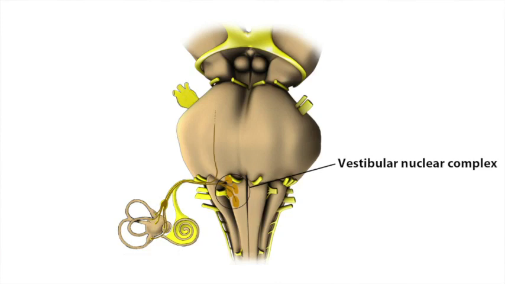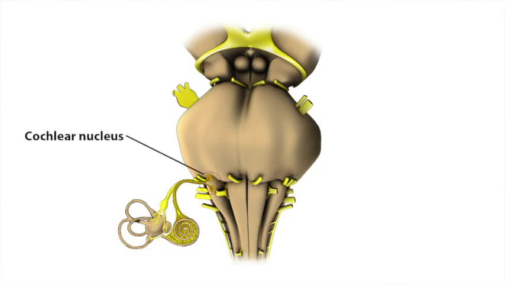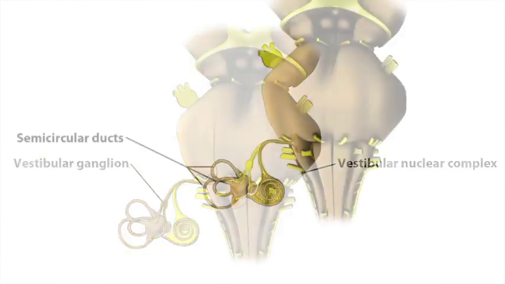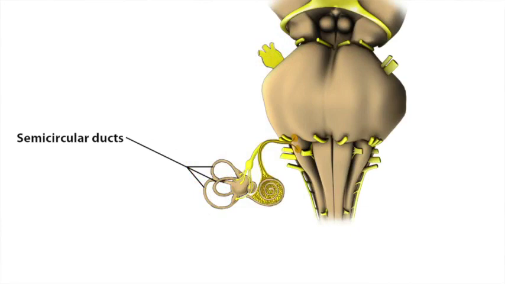Central processes of the vestibular nerve synapse at the vestibular nuclear complex in the medulla and in the cerebellum. The cochlear nucleus is in the medulla. The cell bodies of the vestibular nerve are in the vestibular ganglion, which is found within the internal acoustic meatus. Their peripheral processes end in receptors in the semicircular ducts, the utricle, and the saccule, which are sensory organs found within the temporal bone in the tympanic cavity.